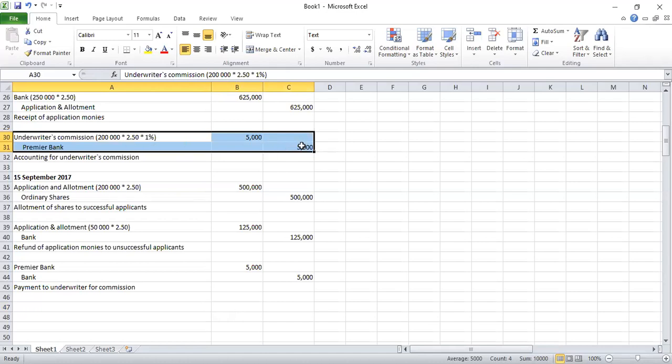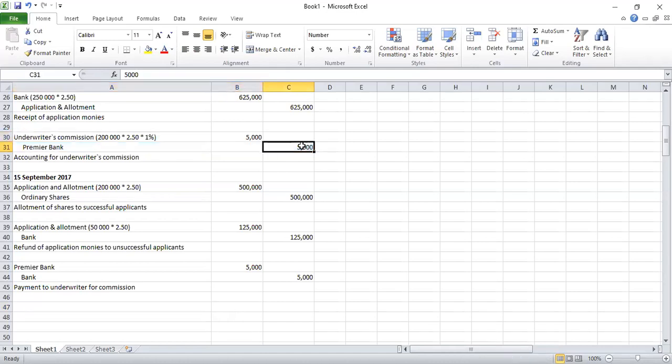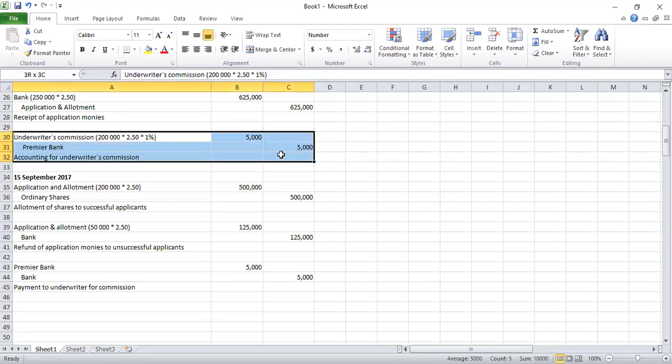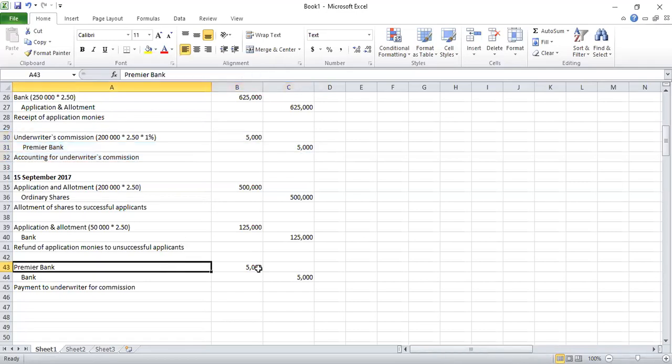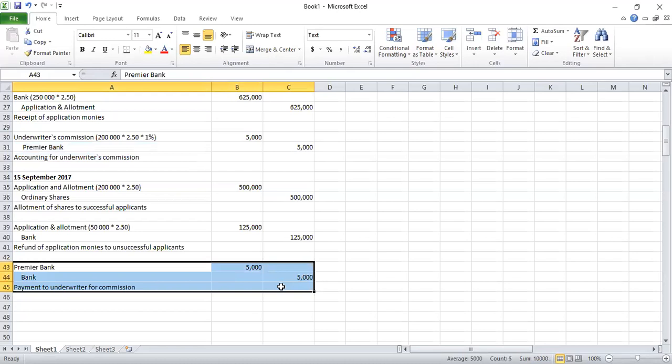By crediting Premier Bank, we're recording a liability that we owe Premier Bank. The moment they start the job, that's when we recognize the expense. So here we're recognizing the commission, we had not yet paid it. Now that's when we pay it, from the bank.